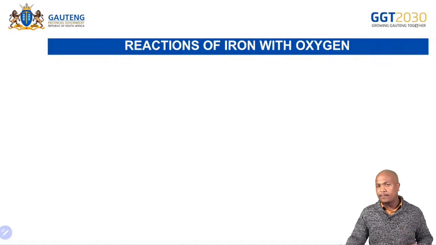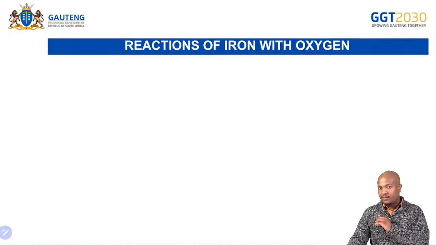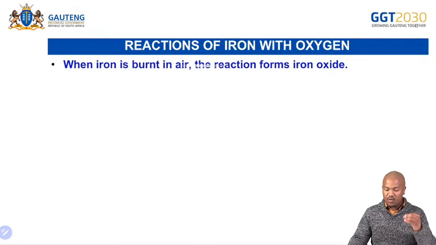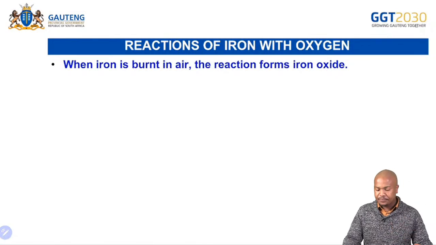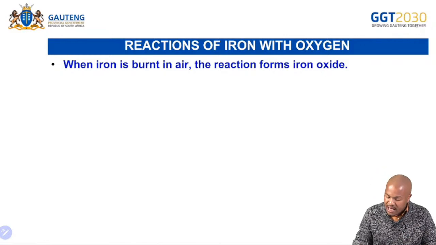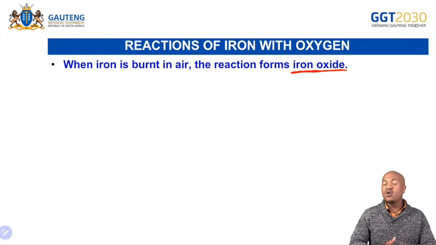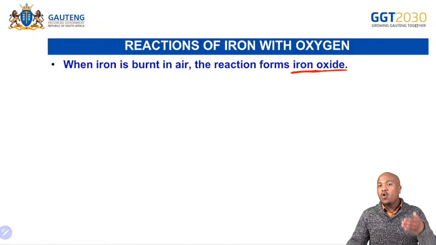Why iron again? Because iron also is a metal. Are we together? Iron is a metal. So we're looking at the reactions of iron with oxygen. When iron is burnt in air, the reaction forms what? An iron oxide. So when you have iron reacting with oxygen, it's going to form an iron oxide.